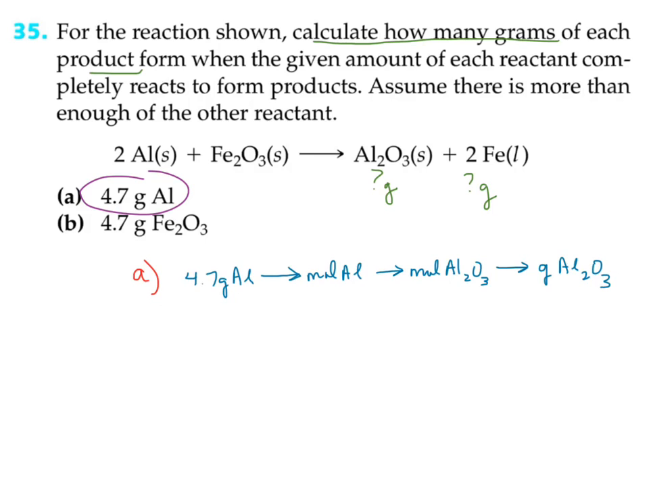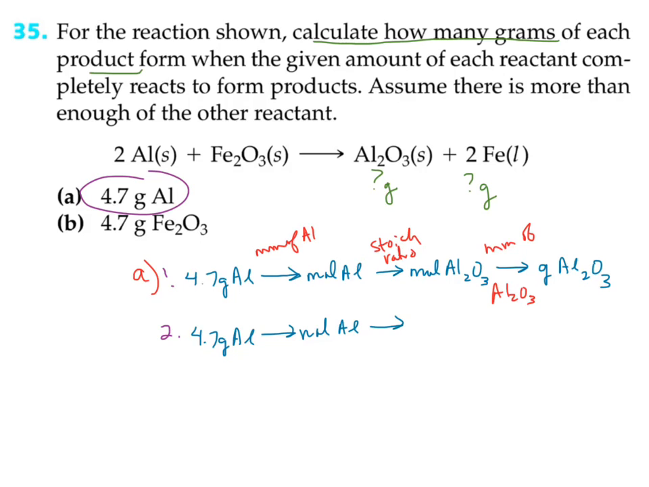Okay? We said that to do the first step, you're going to use the molar mass of aluminum. To do the middle step, the stoichiometric ratio. To do the third step, the molar mass of Al2O3. But notice that for both of these, there is a second one, and the second one for A goes like this. Based upon 4.7 grams of aluminum, how much iron will you get? And so we're going to have to go from moles of aluminum to moles of iron to grams of iron.